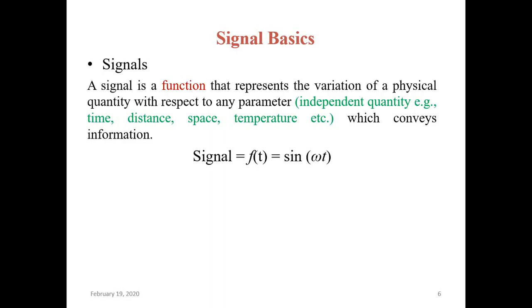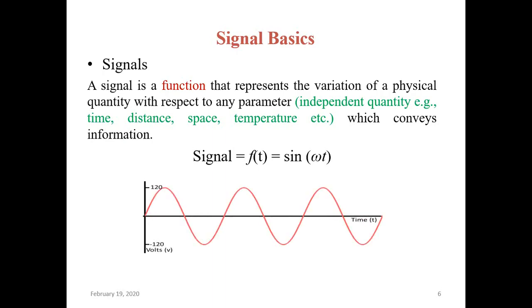In this section we have f(t), which is a function, and in that we have omega and t. When we change the t or the omega, the value of the function will change, which is the basic idea of a signal. That's why we say that any parameters like time, distance, space and temperature can convey information as a variation of a physical quantity.